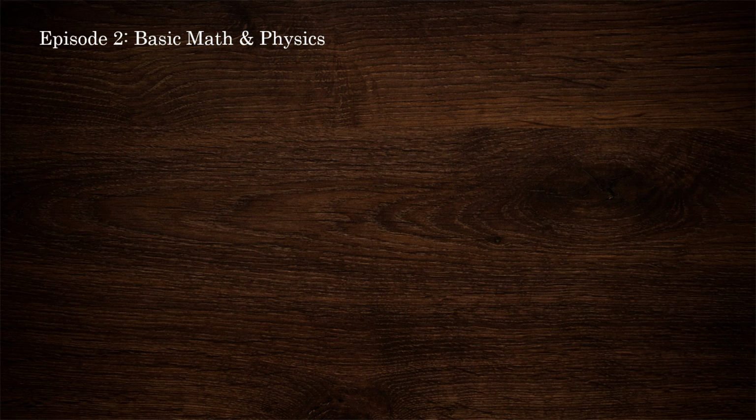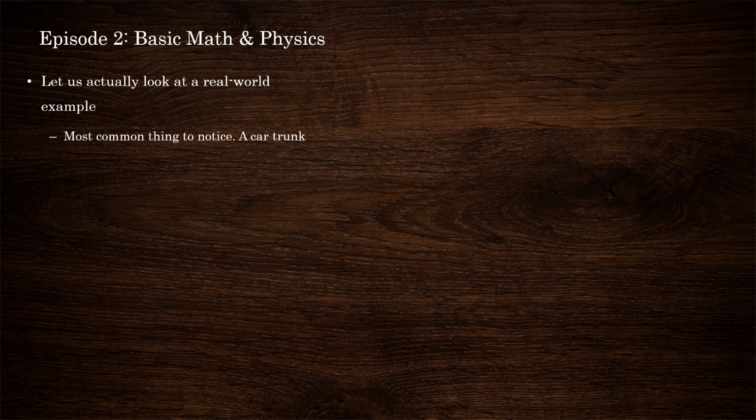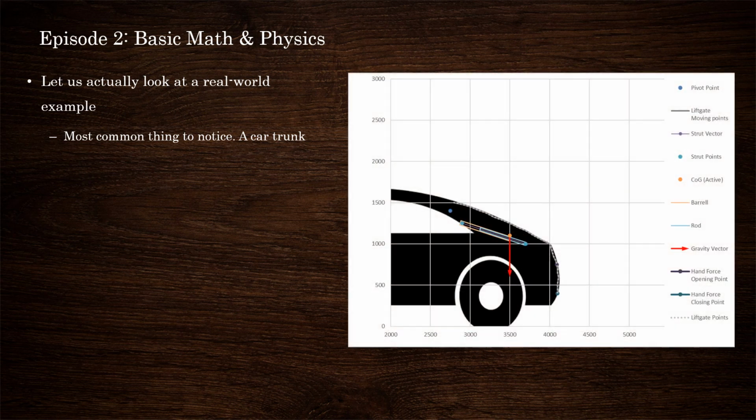Moving away from regular life, let's look at some real world examples. The most common thing to notice is a car trunk. We almost use this every day if you have a car, generally. If you don't have a car, physical balance is something that I have seen in the past. So let's take a side view of a car with its rear.